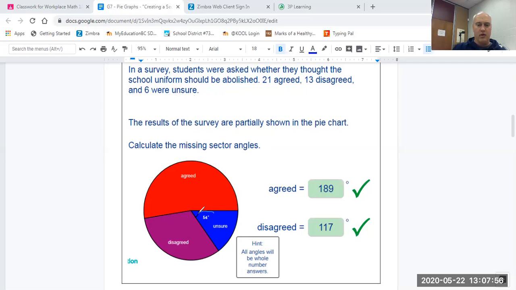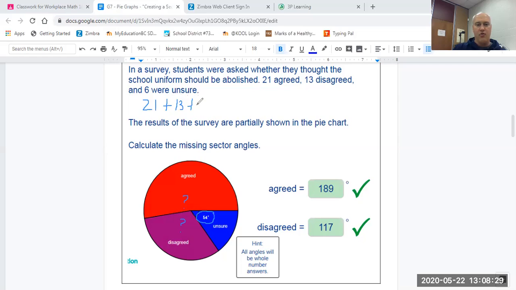So we are told that the unsure represents 54 degrees of the 360 degrees of the pie chart. What we don't know is the degrees for the agreed or the degrees for the disagreed. And that's what we're trying to figure out here. Now, how do we go about figuring that out? Well, first of all, once again, a pie chart is the total of all these numbers. So what we have to do is add up the three numbers given here, which is 21, 13, and 6.